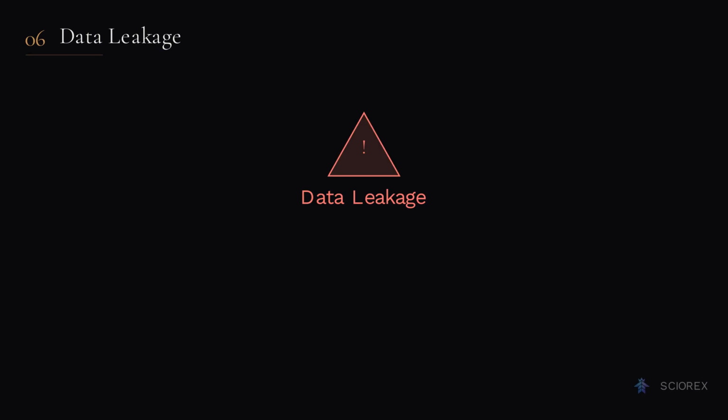Now for the silent killer, data leakage. Data leakage happens when information from outside the proper training setup sneaks into the model or the evaluation. It makes results look better than they truly are, sometimes dramatically better. Here are 3 common ways it happens.